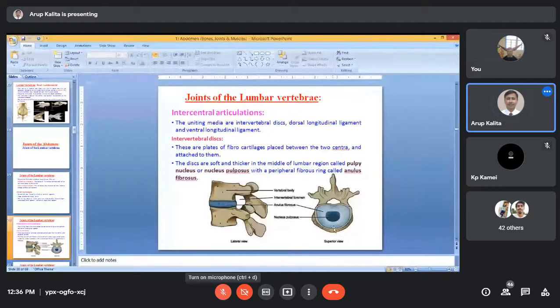So the nucleus pulposus and the annulus fibrosus are parts of the intervertebral disc. Somebody may ask you, what is the nucleus pulposus? The nucleus pulposus is a thin fibrocartilaginous disc present at the center of that area.